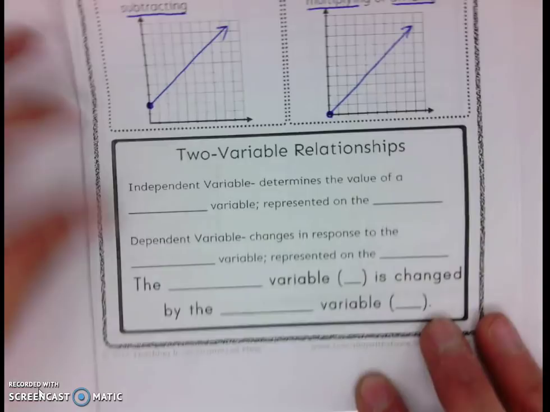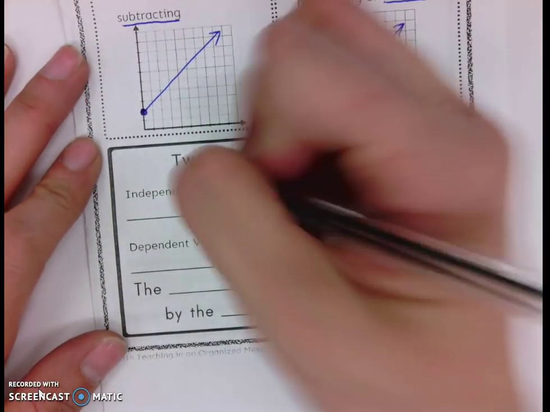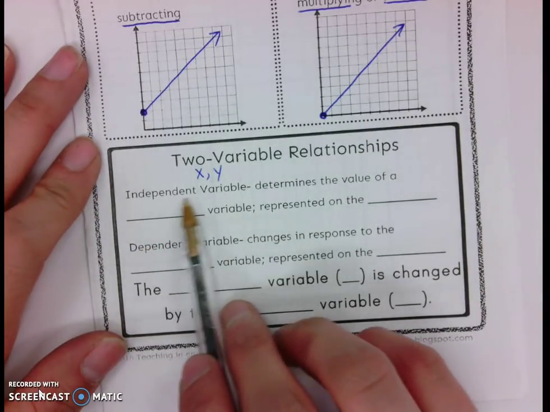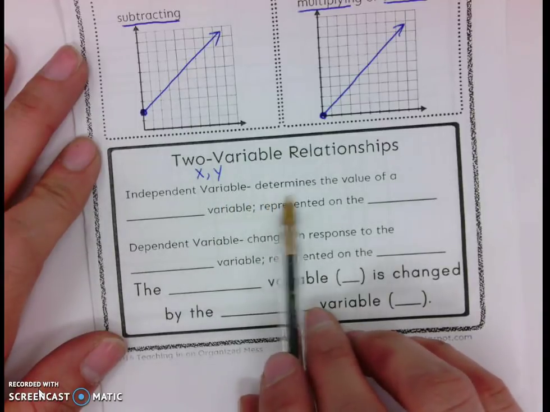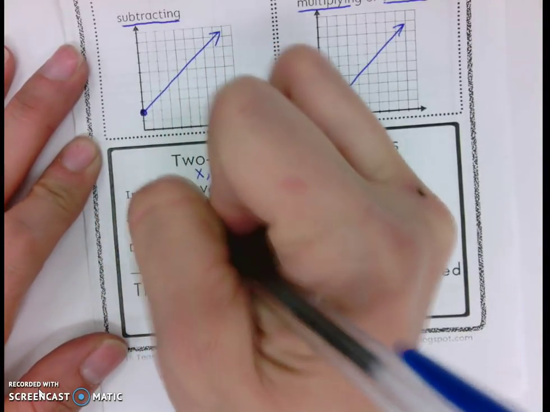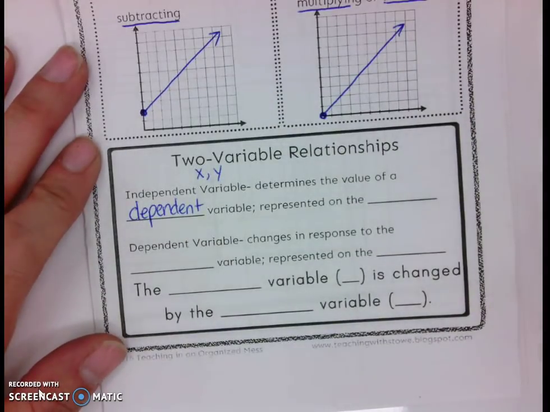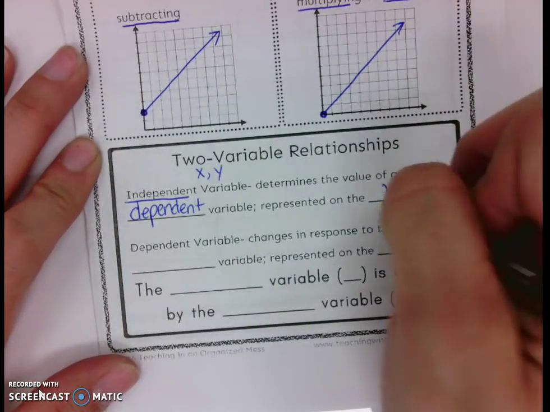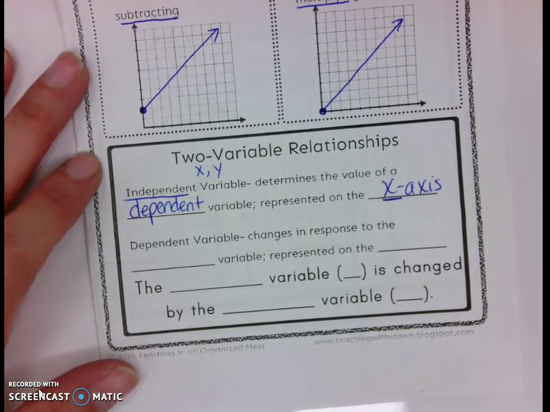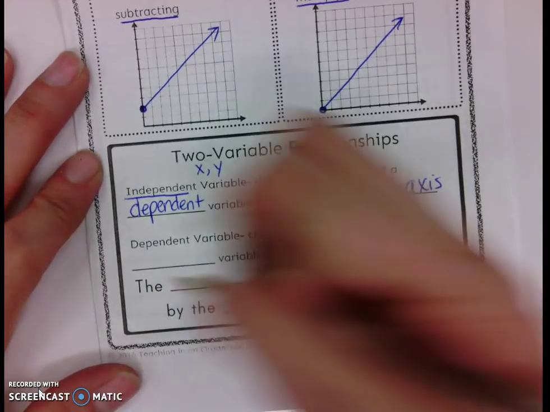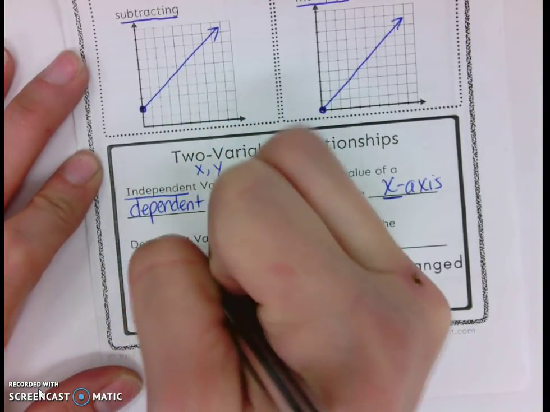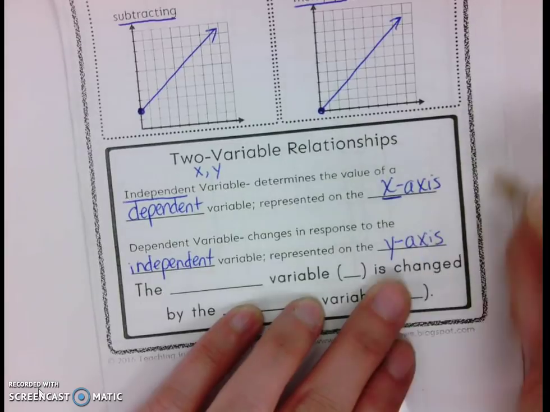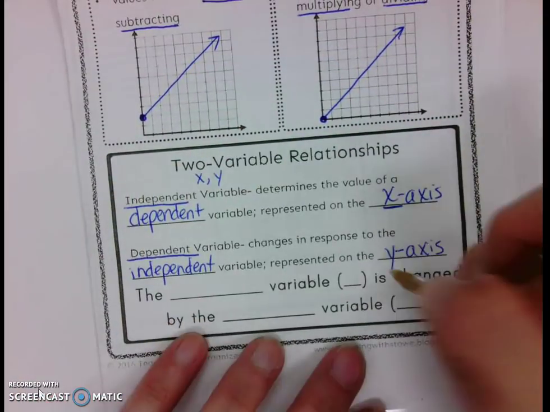Okay, so we're talking about two variables here. We're talking about x and y. So again, let's review. Your independent variable determines the value of a dependent variable. It's represented on the x-axis. So remember, independent, x. The dependent variable changes in response to the independent variable. And it's represented on the y-axis. So remember, dependent, y.